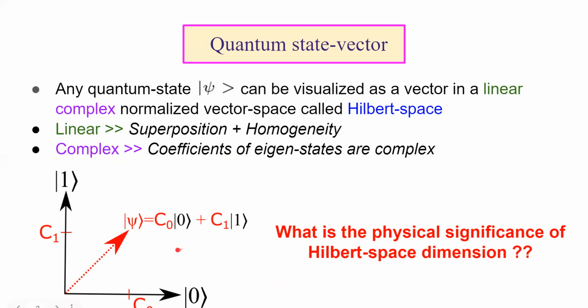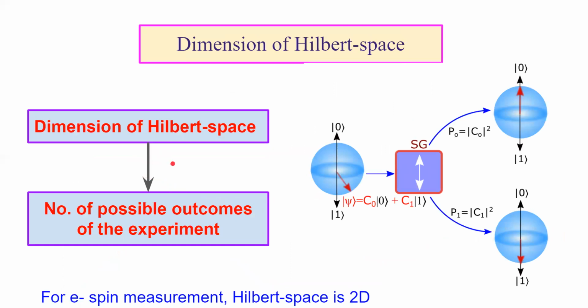Now, to make things intuitively clear, we had taken into consideration a two-dimensional vector space. What we need to ask ourselves is, what is the physical significance of Hilbert space dimension? Because theoretically, there can be an infinite-dimensional Hilbert space. Then what basically is the physical significance of Hilbert space dimension? Basically, the dimension of Hilbert space is equal to the number of possible outcomes of the experiment.